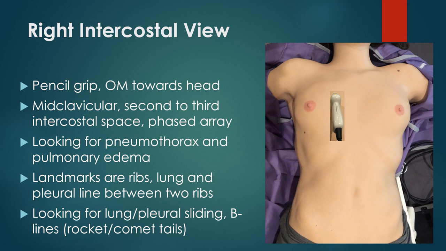So just a couple of views. Right intercostal view, you're going to do a nice pencil grip. Orientation marker is going to be towards the head. Midclavicular, second to third intercostal space, you're looking for a pneumothorax and pulmonary edema. Landmarks are the ribs, lung, and the pleural line between the two ribs, and you're looking for some specific things. You're looking for lung or pleural sliding, and you're looking for B lines out of the ordinary.